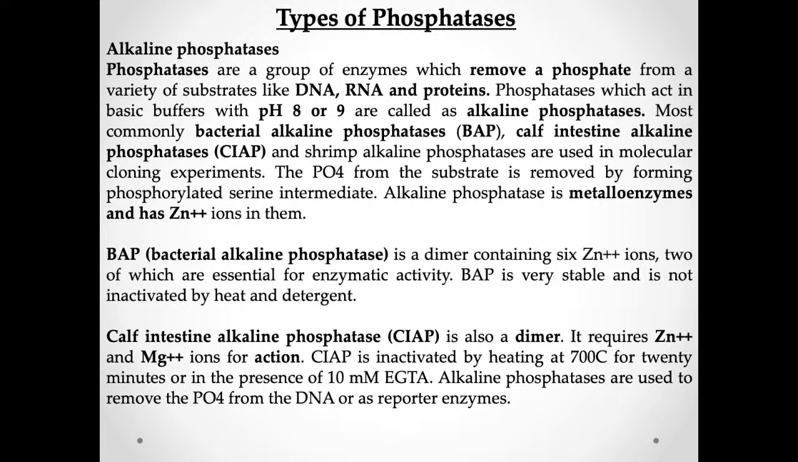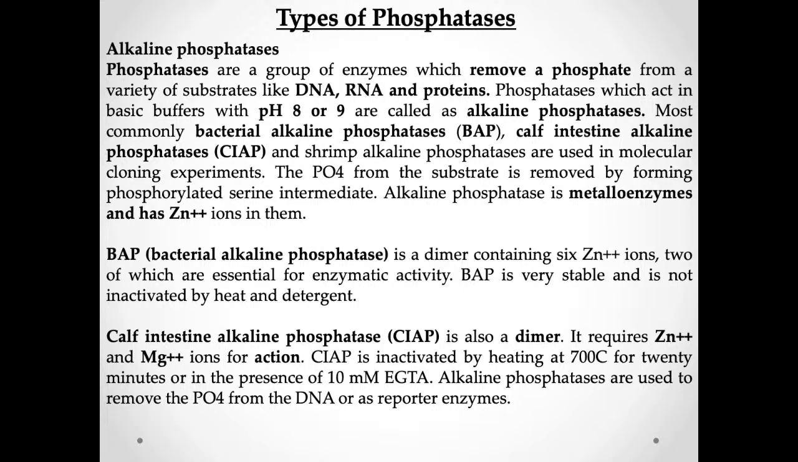The phosphate from the substrate is removed by forming phosphorylated serine intermediates. So alkaline phosphatases are metalloenzymes and have zinc ions in them. Then comes your BAP, which is a dimer containing 6 zinc ions, 2 of which are essential for the enzymatic activity. BAP is very stable and not inactivated by heat and detergent.